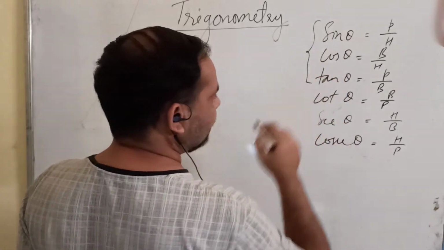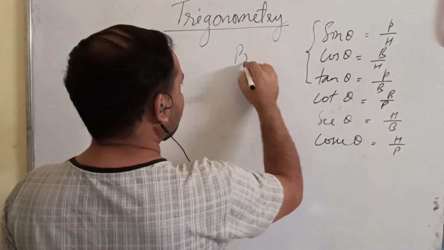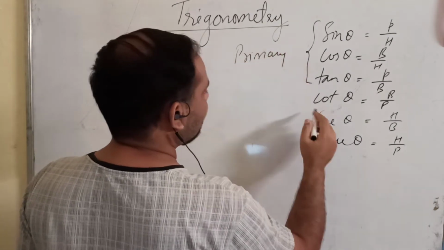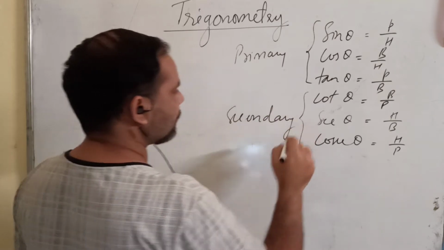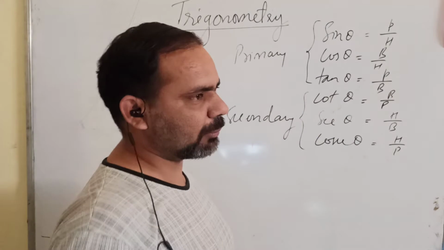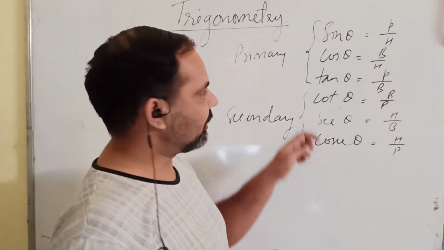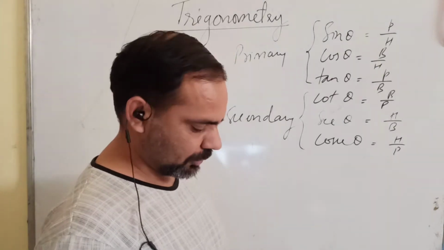So these 3 ratios, they are called as the primary ratios. And the last 3, they are called as secondary ratios. Why secondary? Because you can obtain these ratios, the last 3 ratios, from the primary ratios. Just by taking the reciprocal of primary ratios, you can obtain the secondary ratios.